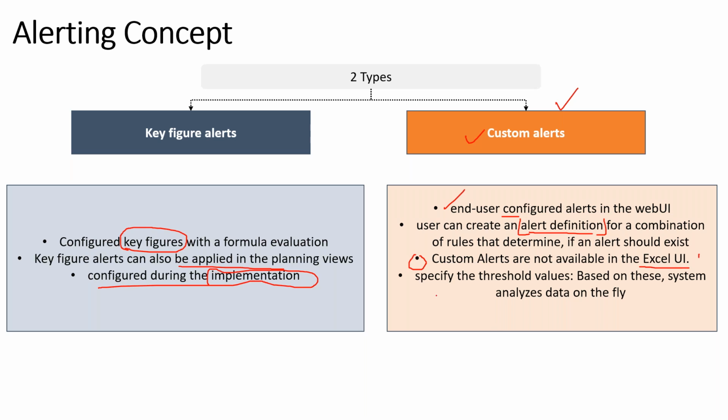It is visible only on the web interface. And then he can create an alert, he can delete that alert, and then he can share that alert, he can do all the stuff. He can specify threshold values. Based on this, the system analyzes the data on the fly, and then it shows the alert that is there.